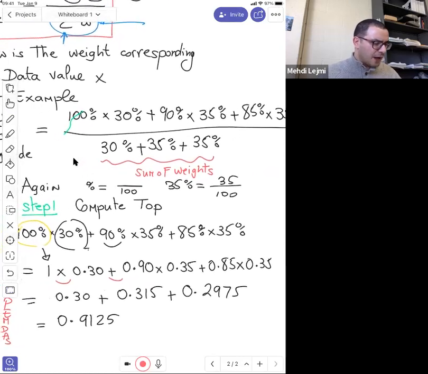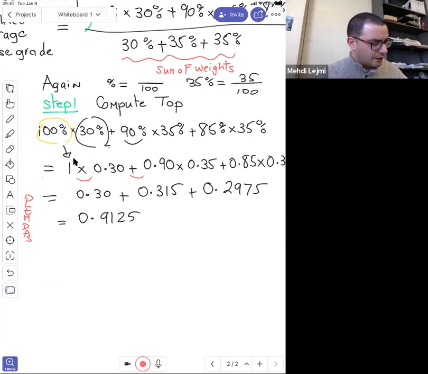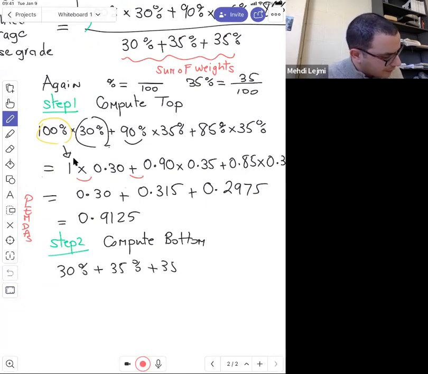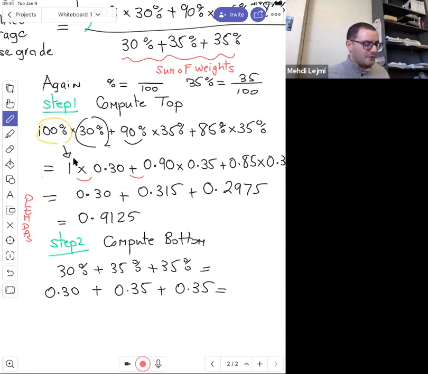All right, once you're done with the top, you can move to the denominator, the bottom, step two. Let's compute the bottom denominator. What's at the bottom? It's just 30% plus 35% plus 35%. As I said, the percent is just division by 100. So 30 over 100 is 0.30, plus 35 over 100, 0.35, plus 35 over 100, 0.35. Here I have just addition, there is no multiplication, so it's 0.30 plus 0.35 plus 0.35, and actually this is exactly 1.00, which is just one.